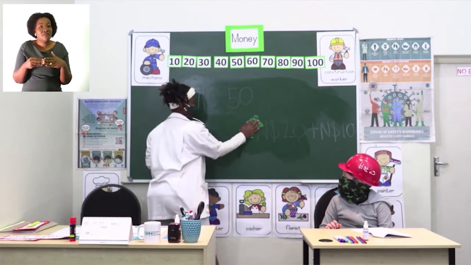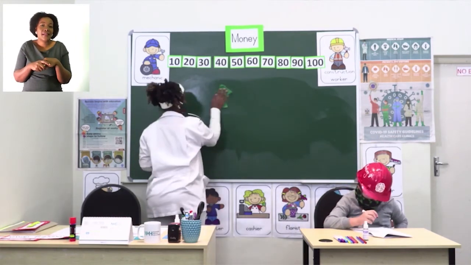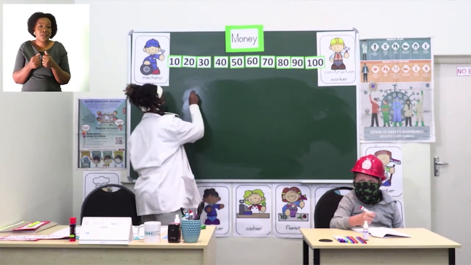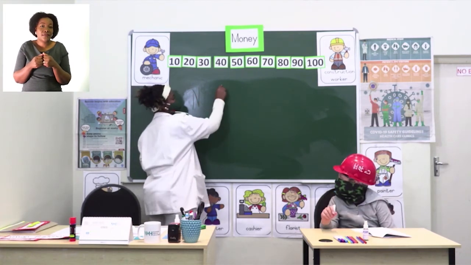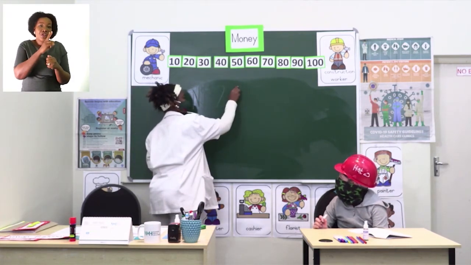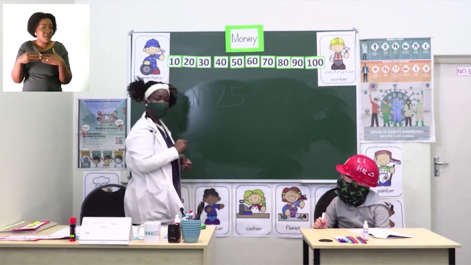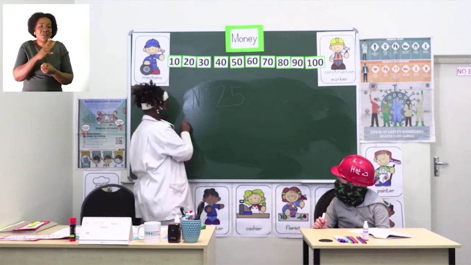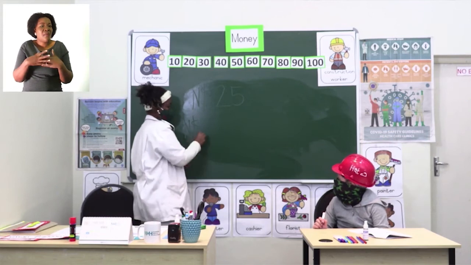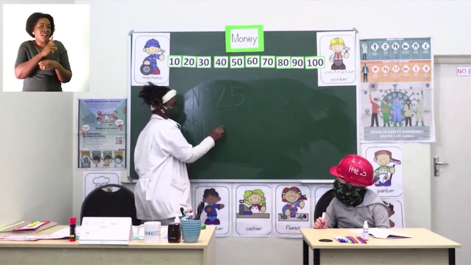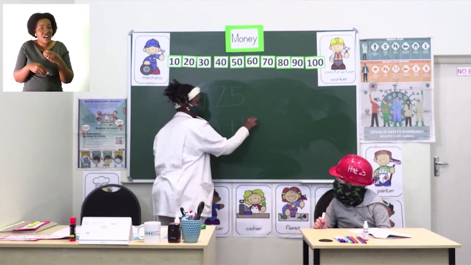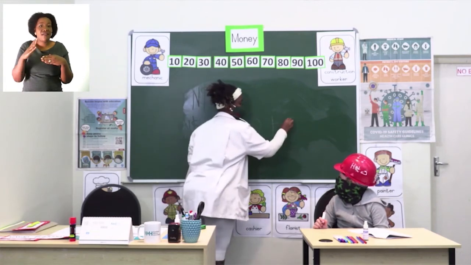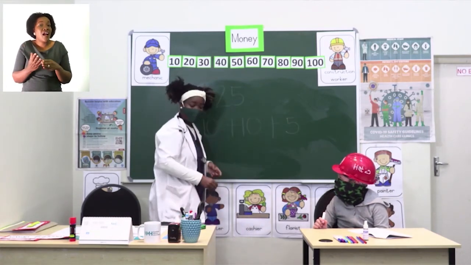Let's quickly have another example. How about 25 Namibian dollars? How can we decompose 25 Namibian dollars? How many notes do we have here? We have a $10 note plus another $10 note, and then what we have left? A $5. That is how we decompose the numbers, the money actually.